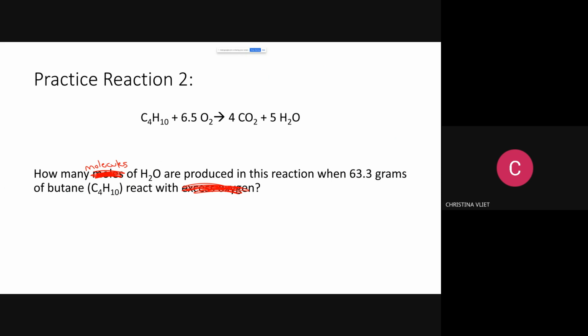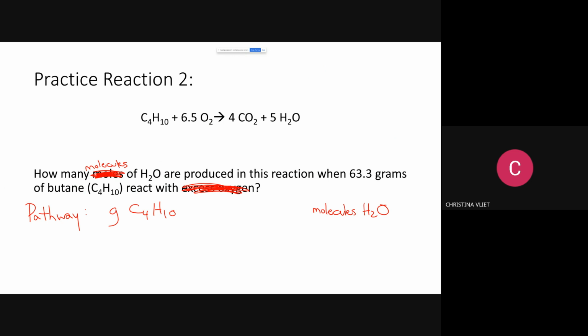All right, so 3 steps. Let's see what we do. Make a pathway. What are we starting with this time? Grams, right? So we're starting with grams of C4H10. And what do we seek to find? I changed it. It's molecules of H2O, because I want it to be 3 steps. So I want to go from grams of C4H10 to molecules of H2O.